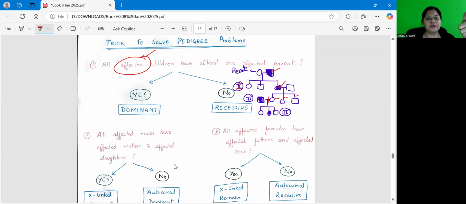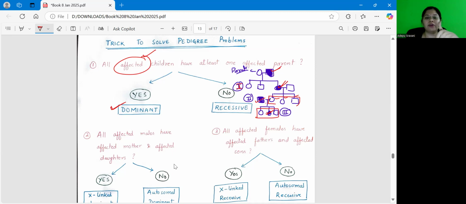Clear? Now go with the third generation. Child is affected and one of the parents is also affected. Clear? So what is the answer for the first question we have? Answer is yes. All affected children have at least one affected parent. First generation, child is affected, parent is affected. Second generation, no child is affected, so we'll not check for the second generation. Third generation, child is affected, one of the parents is affected. So the answer is yes. If the answer is yes, then the condition is a dominant disorder. If the answer was no, we'll not go with the no now. Answer is yes in our case.